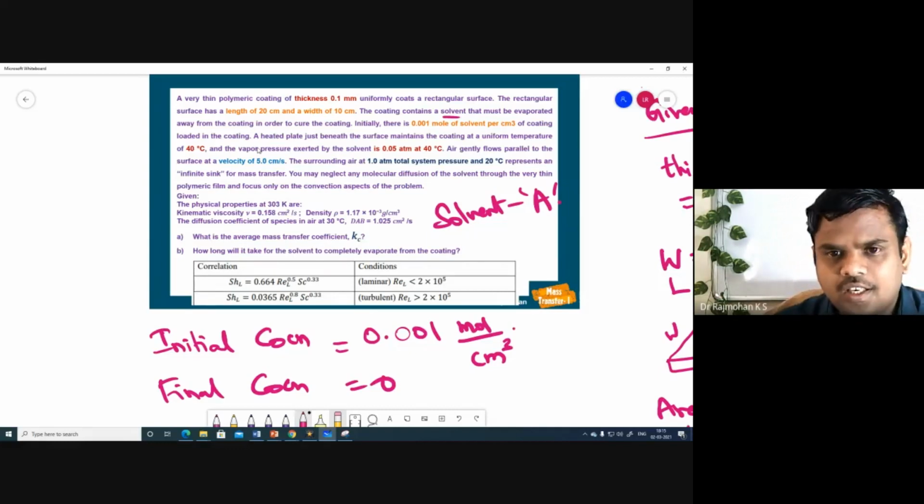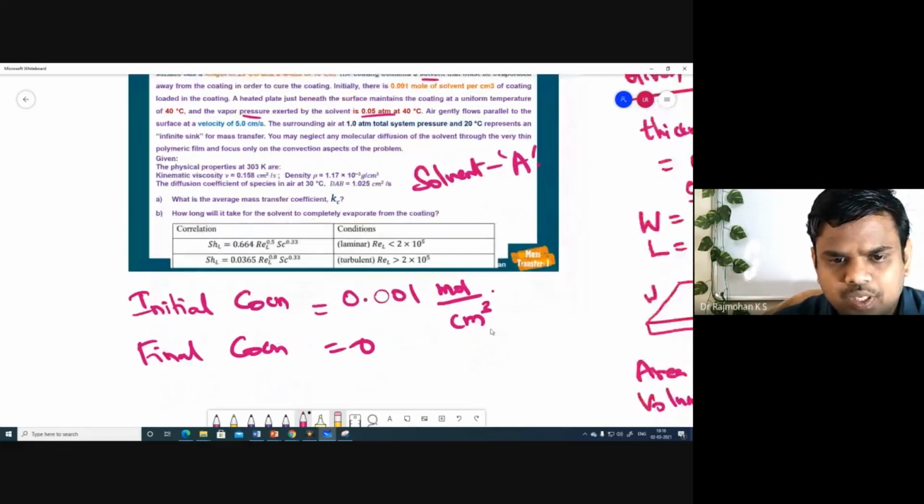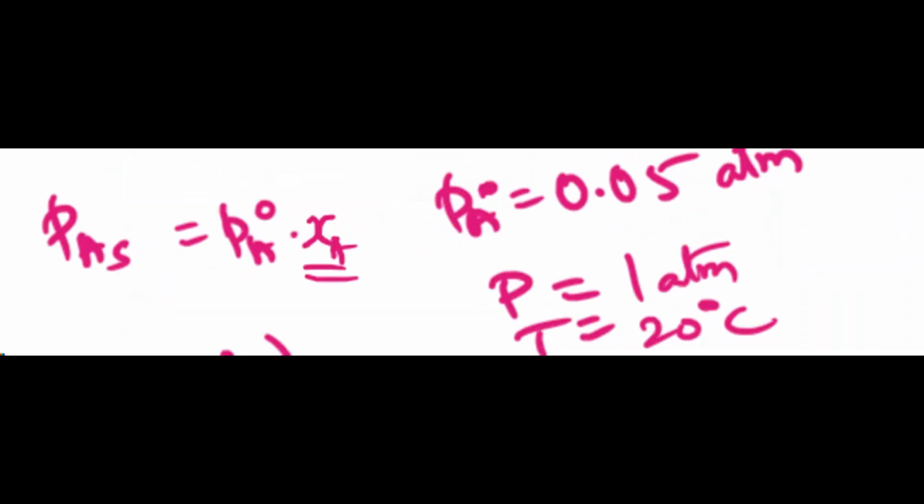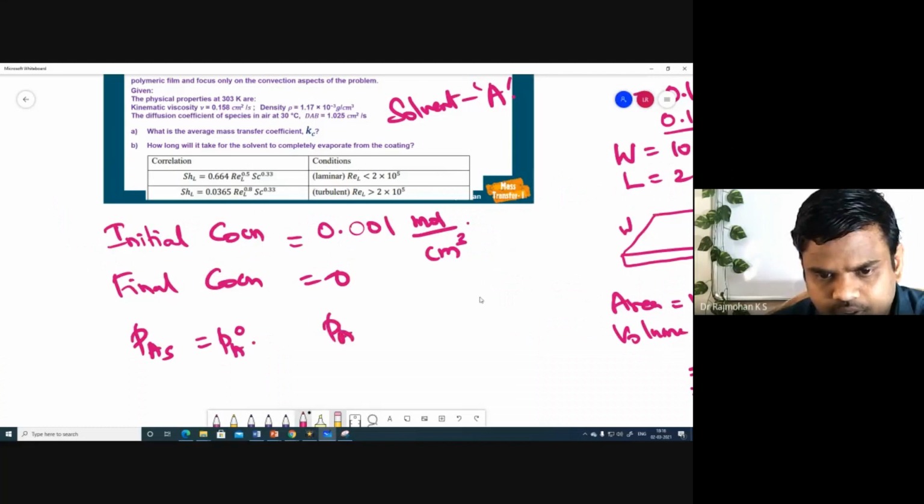Other data given are the length and breadth, and the vapor pressure is also given. So PA at the surface is equal to PA naught into XA. Here it is pure solvent, so XA is equal to 1. So we have PAS equal to PA naught. PA naught is given as 0.05 atmosphere.